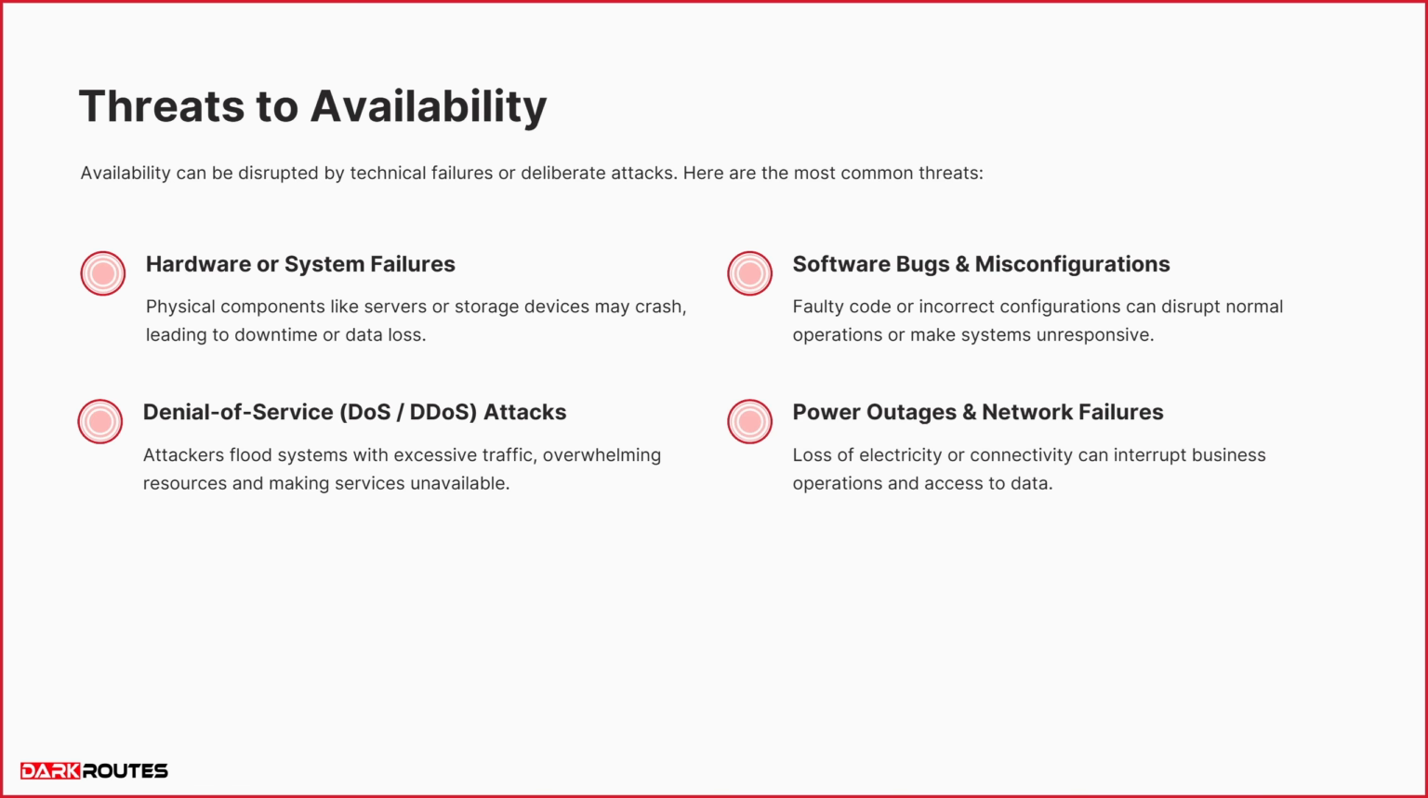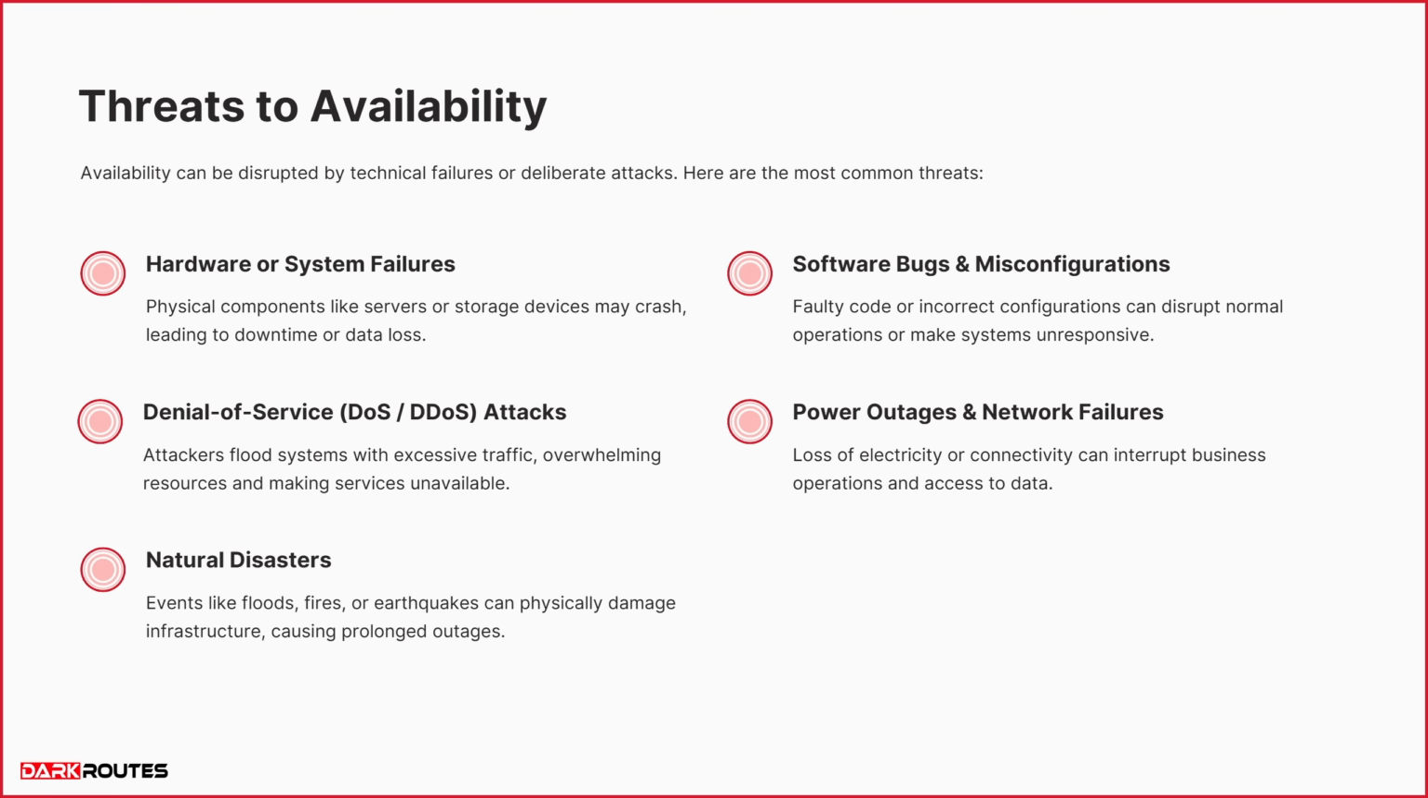Next, we have power outages and network failures. No matter how advanced your system is, it's still dependent on electricity and connectivity. A regional power outage or an ISP failure can bring your entire system down. That's why the majority of organizations have UPS systems and a backup generator to keep things running. Events like floods, earthquakes, or fires can destroy the physical infrastructure.